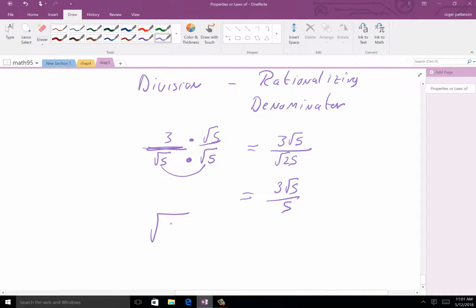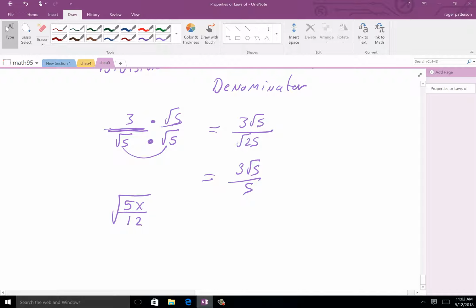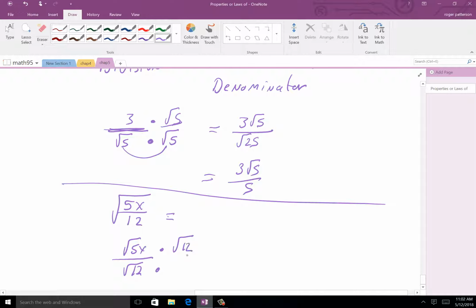So if we have something like this, I'm going to split this up first into the square root of 5x over the square root of 12. Now I'm rationalizing, so we're going to multiply the top and the bottom by the square root of 12.